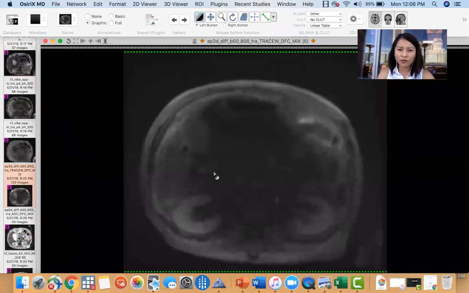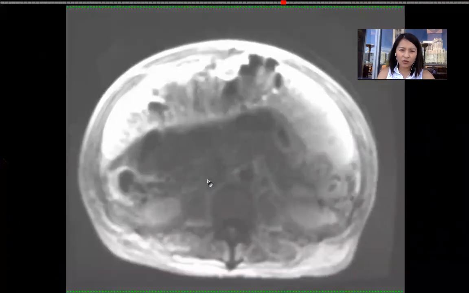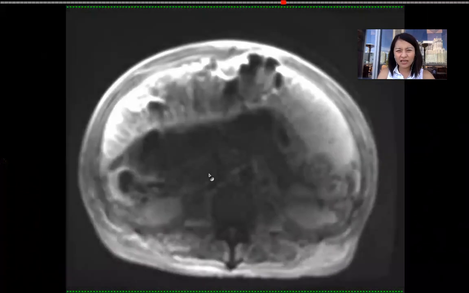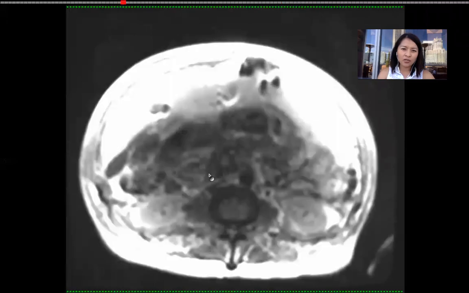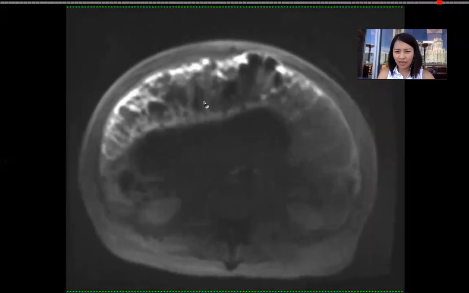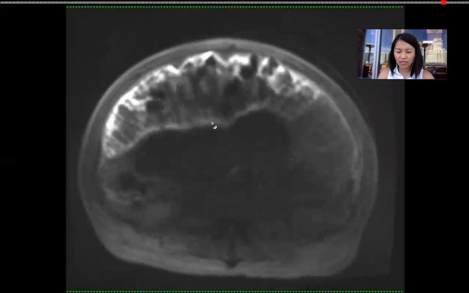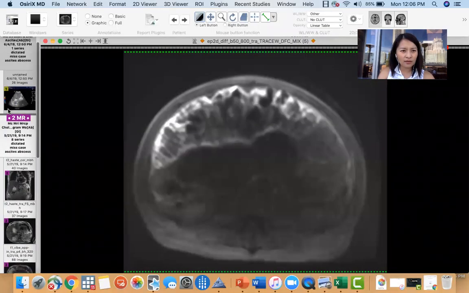So diffusion weighted imaging looks at restricted diffusion. And so things that are really thick or dense, like tumors, they restrict. So if we look at this diffusion, you see that that loculated area is restricting. So this is not simple fluid, because simple fluid doesn't restrict. So the patient got an ultrasound.